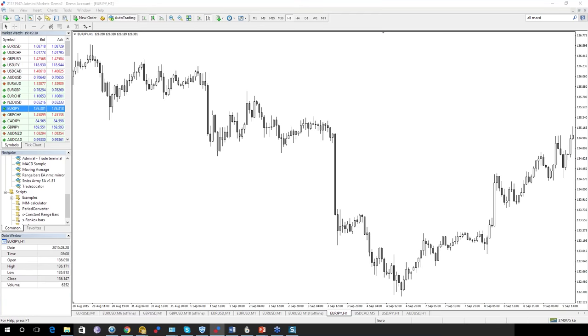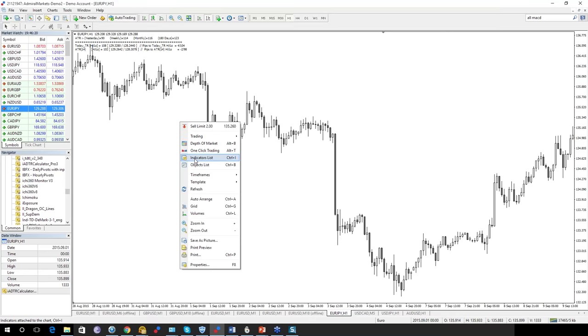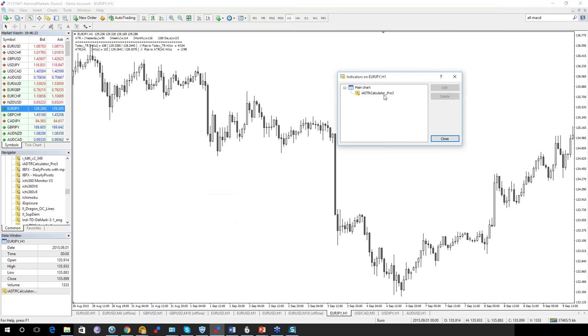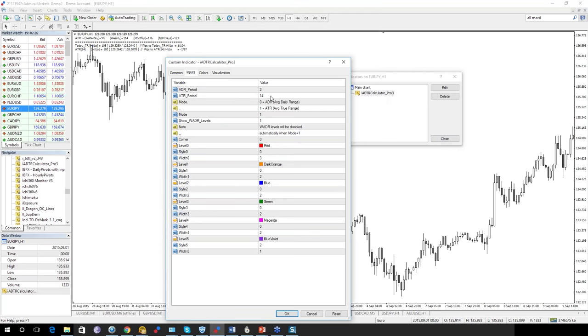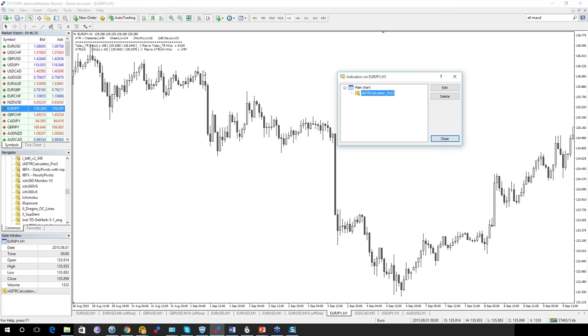In the indicators list, I put an ATR period of 14 days. Now you see, today's is 108. ATR of 14 is 102. If this level is broken and we see a divergence, then that is one big step showing that the divergence can be good. Sorry, here. This is the indicator, the ADTR calculator. Here, ATR period 14. You just place 14. Okay. Close.